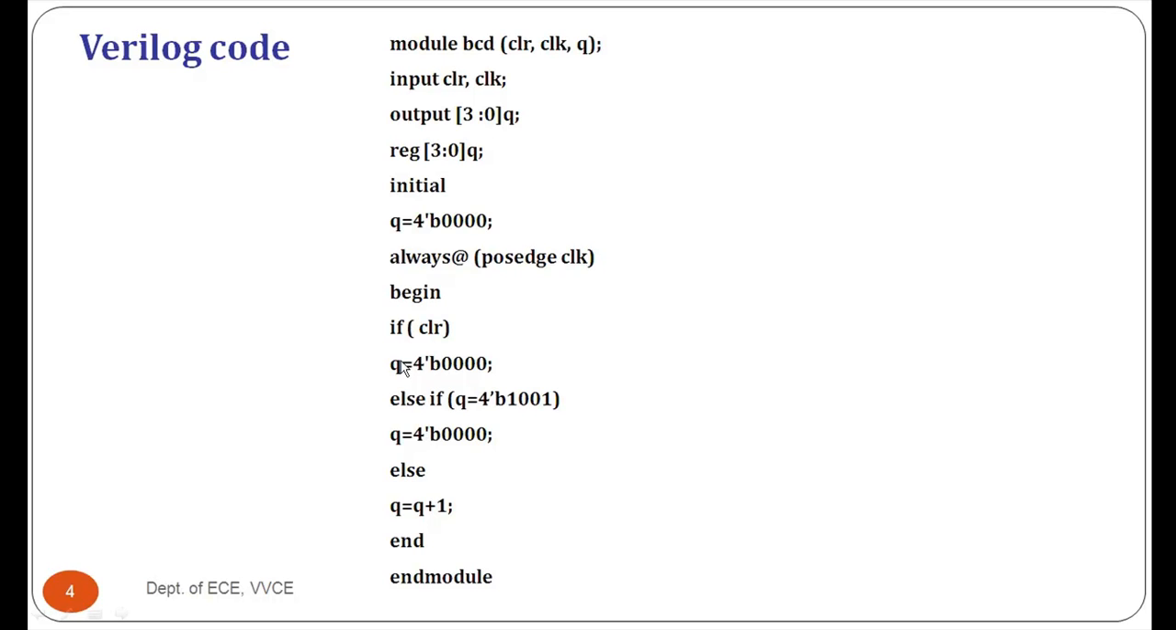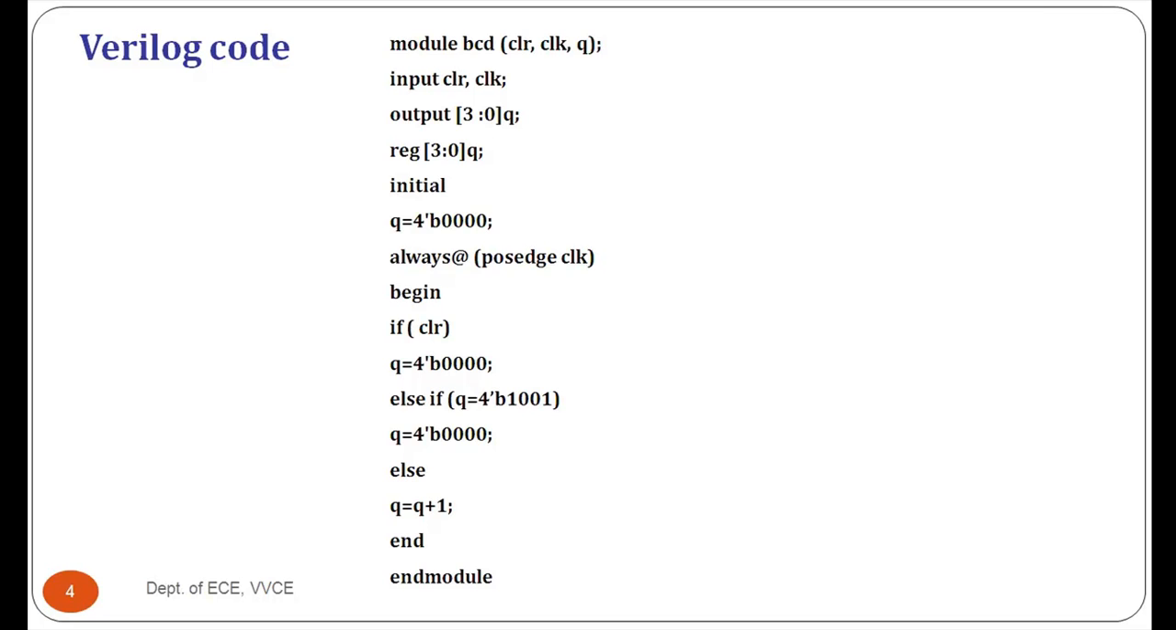That means here we can see if clear is equal to 1, the counter value is initialized to 0000, else if 1001, that is the final count, that is the ninth count, 1001, and for the next clock pulse, from 0000 to 1001, the counter will be incrementing from the first clock pulse to the last clock pulse, and at the 10th clock pulse, once the count is equal to 1010, the counter resets all its values to 0.